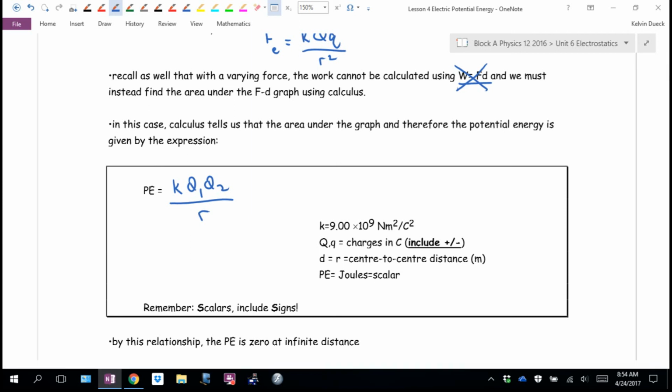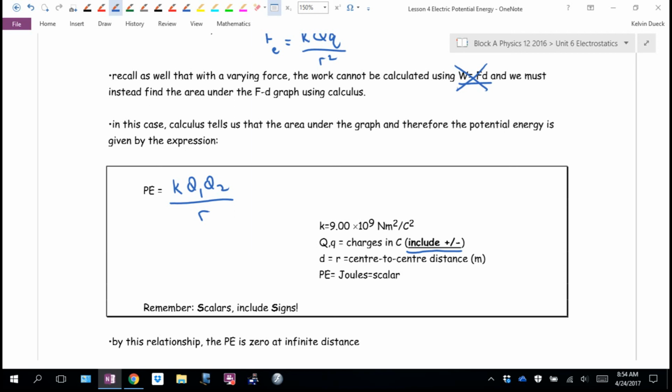Now, Mr. Dweck, that's not quite right. When we did potential energy for gravity, we had a negative in front. Yeah, we did. But that's because for gravity, things always fell down. For electricity, can things want to fall up? Yeah, because like charges repel. So we're not going to put a negative in front of the equation. Instead, we're going to include the positive and negative signs in the equation itself. And that will take care of whether I have a negative or a positive potential energy at that location.